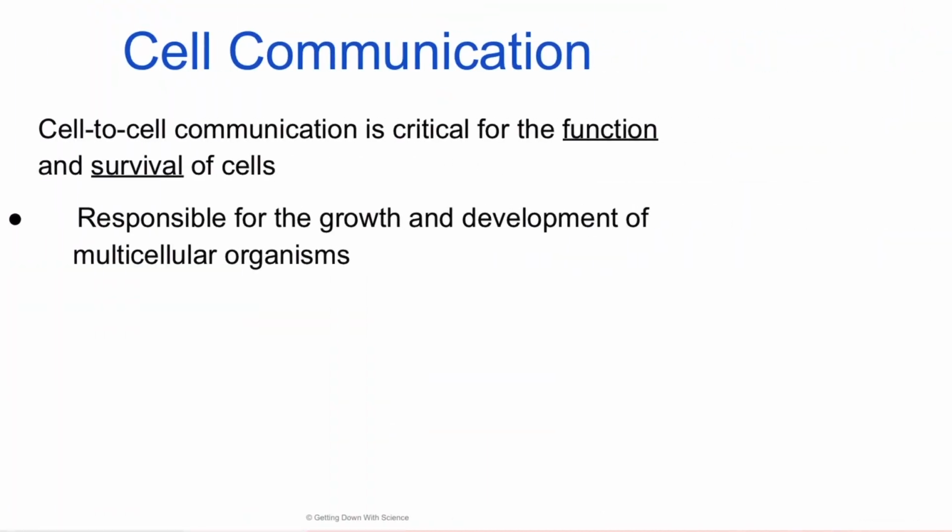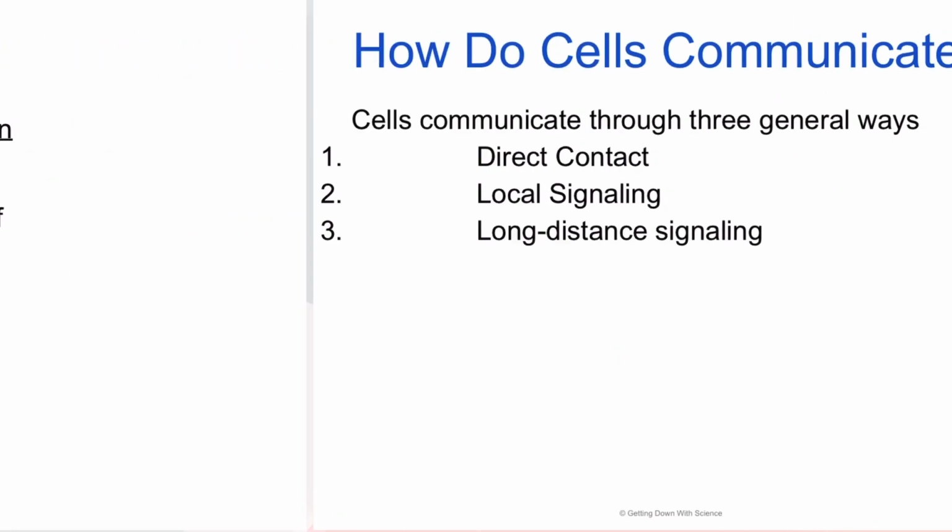So we have to understand, why do cells need to communicate with each other? Because it's very important for their function and survival. Well, think, multicellular organisms are made up of many cells, and those cells cannot act as an individual organism by themselves. Therefore, they are going to have to communicate with one another in order to grow and to develop into all the many different parts of that organism that are working alongside one another.